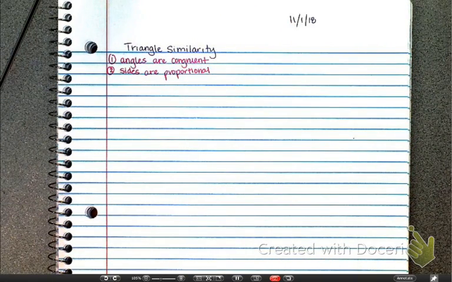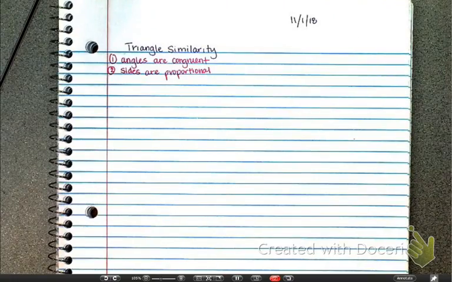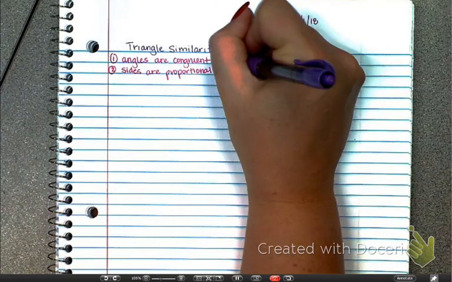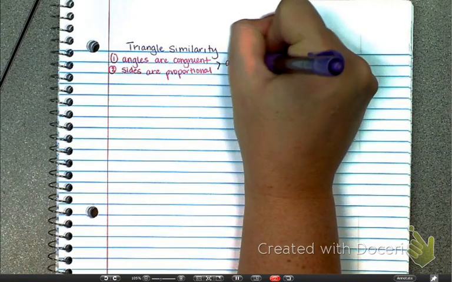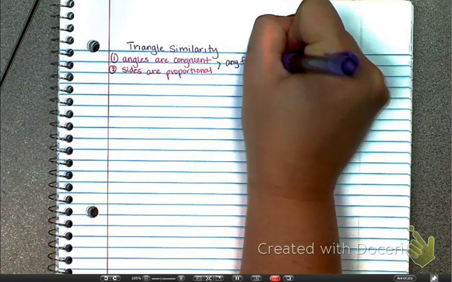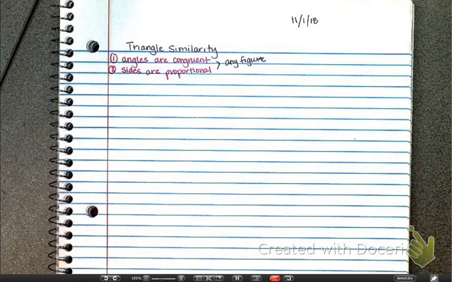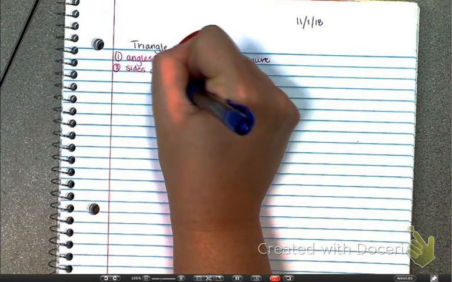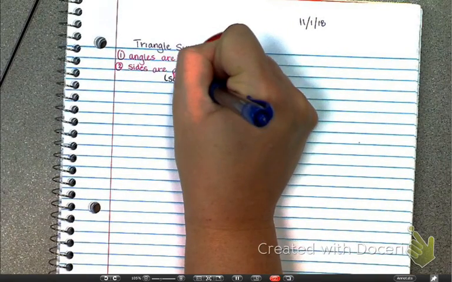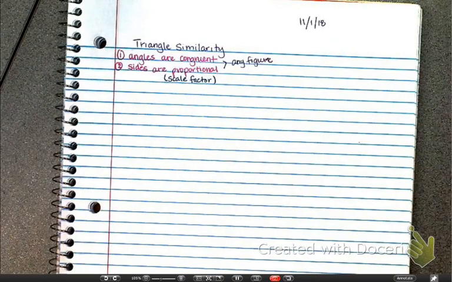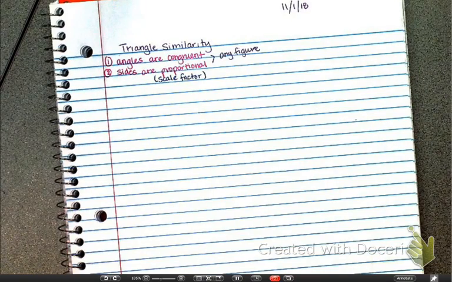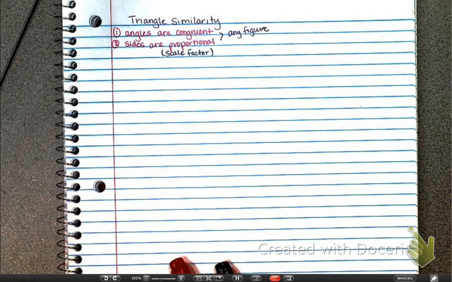And really this is for any figure. It's not necessarily for just triangles. If we're proving any figure is similar, we're proving that all the angles are congruent and all the sides are proportional. And you even said that this means we're looking at their scale factor. That's how we've spent really the last month when we're showing figures are similar. We're going to look specifically today at triangles.